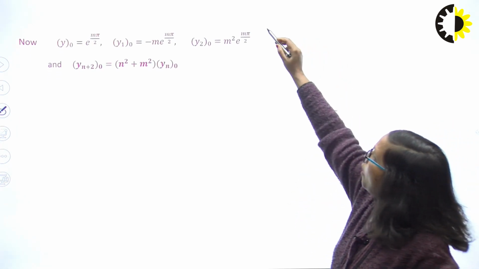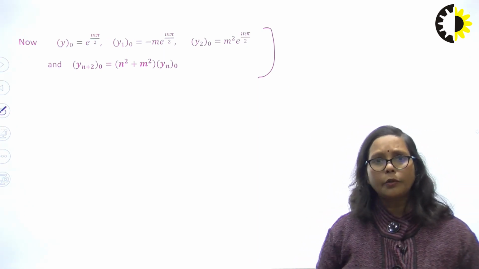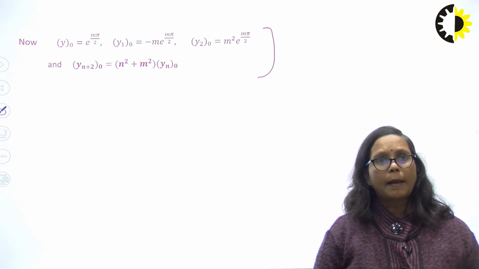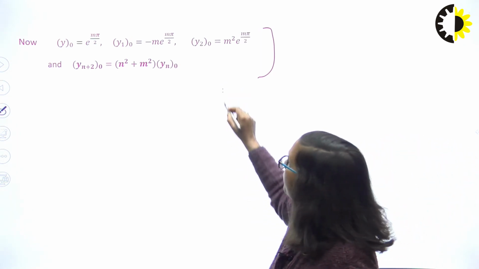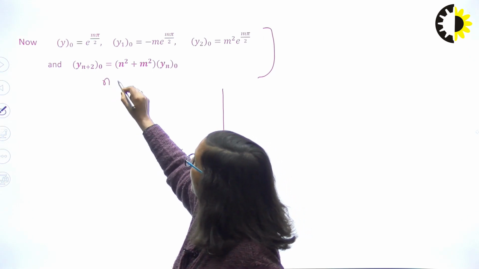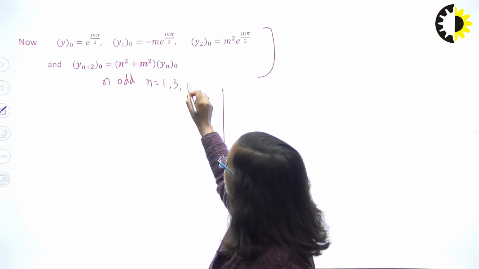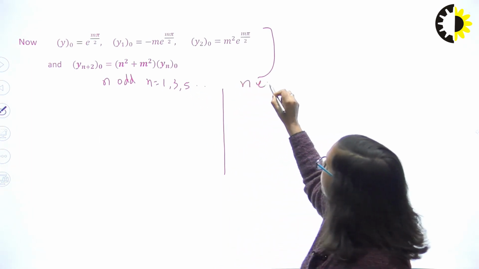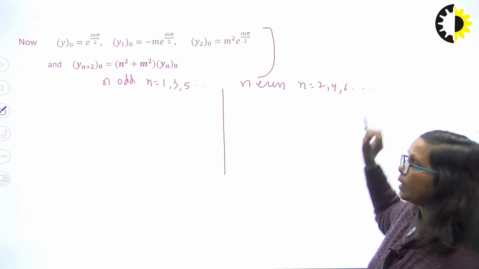So after getting all these values, finally we start finding the value yn 0, because you know how we find it using the Leibniz theorem. Clear? When you start finding, here also we divide this into two parts: one for n odd, taking the values 1, 3, 5 and so on, and for n even, taking the values n equal to 2, 4, 6 and so on.